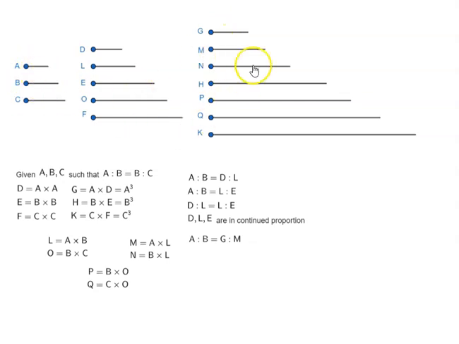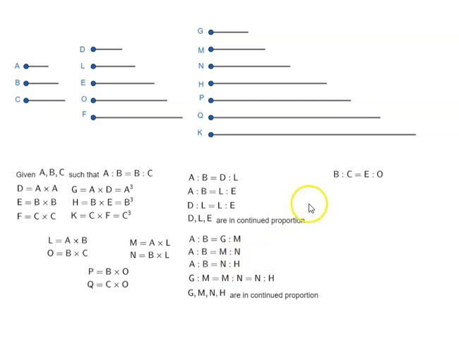So A is to B is equal to G is to M. Figure out this. G is measured by A the same number of times that M is measured by B. Similarly, A is to B is equal to M is to N. Again, A will measure M the same number of times that B will measure N. A is to B is equal to N is to H. Again, A measures N the same number of times that B measures H. So that means G is to M is equal to M is to N is equal to N is to H. That means G, M, N, and H are in continued proportion. So we have D, L, E and G, M, N, H in continued proportion.